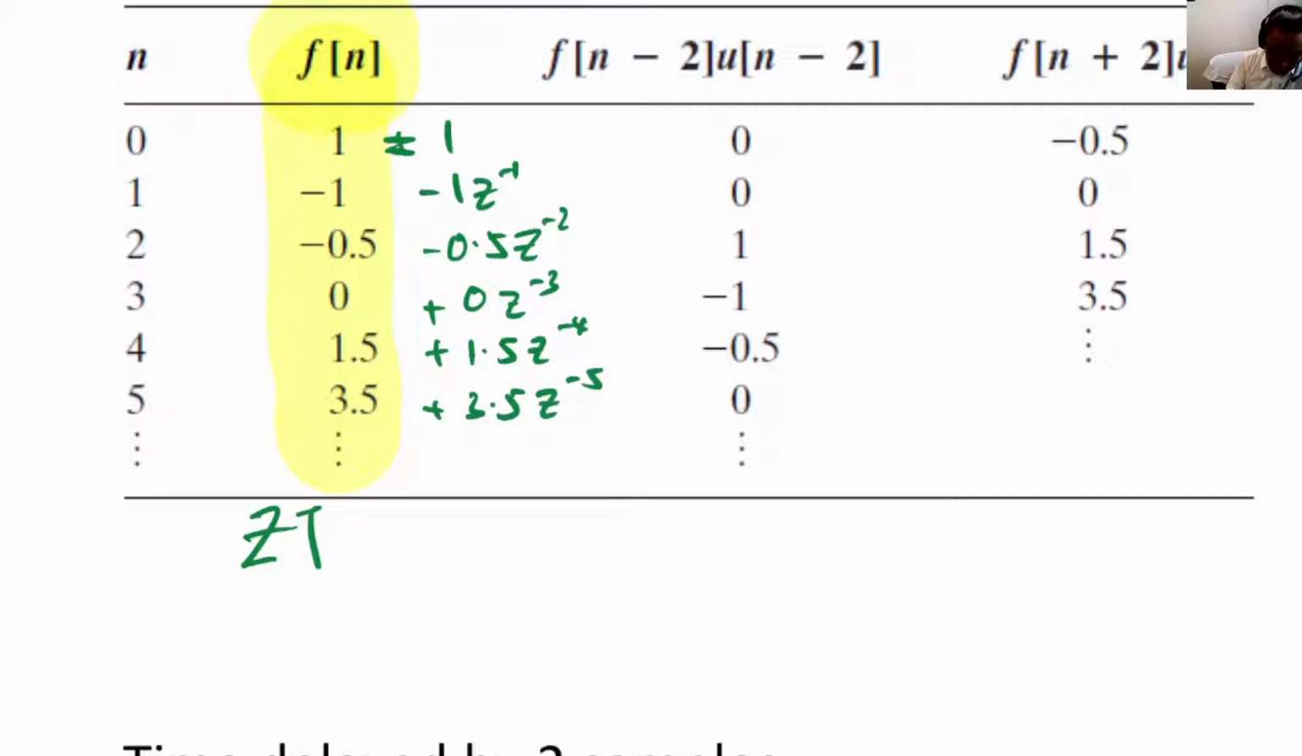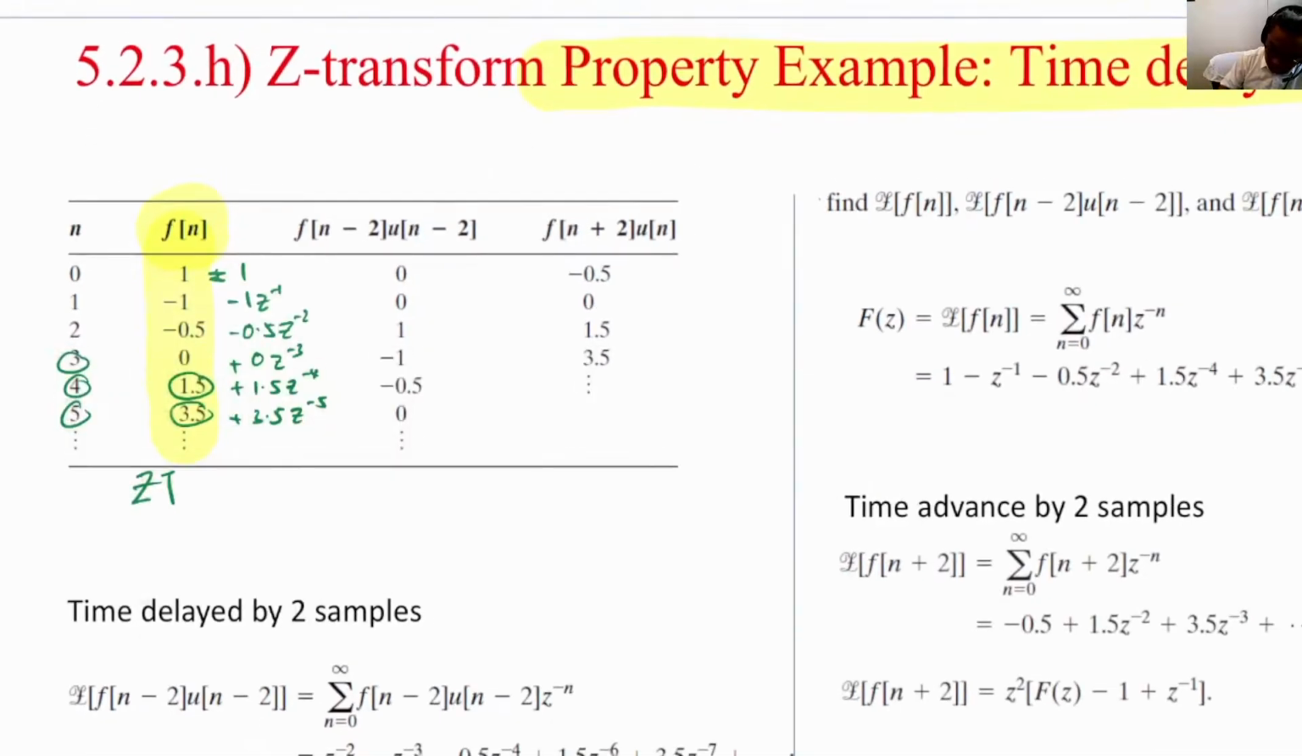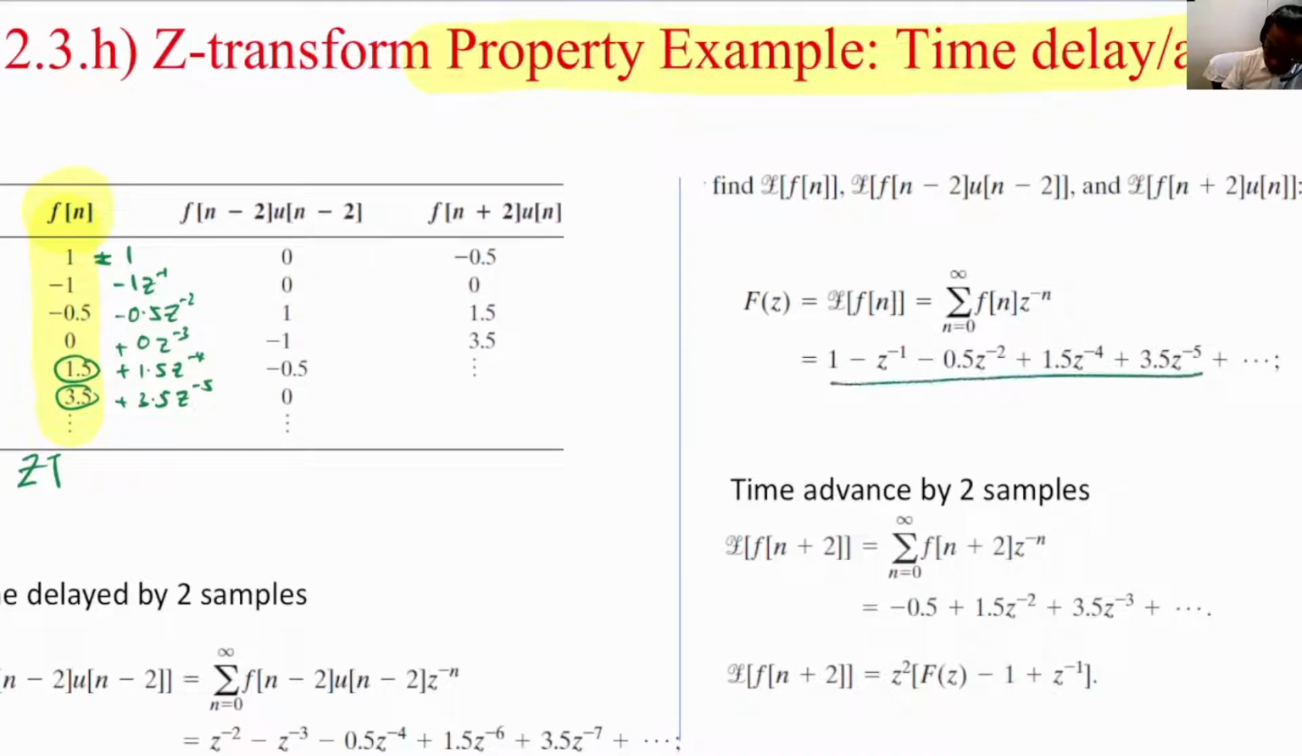So simply we take the coefficients and we use the necessary time index. This is the answer, F(z). The Z transform of this sequence is simply taking the coefficients multiplying by the corresponding Z to the negative index.